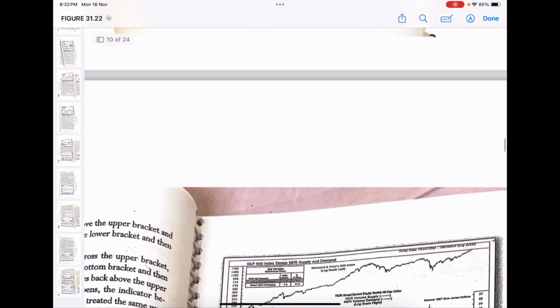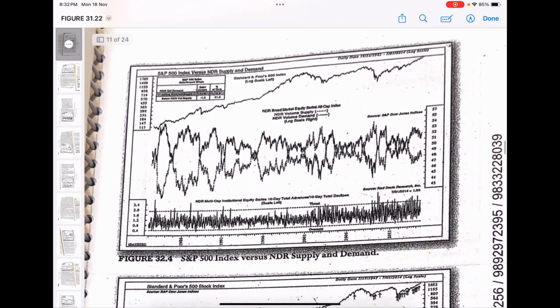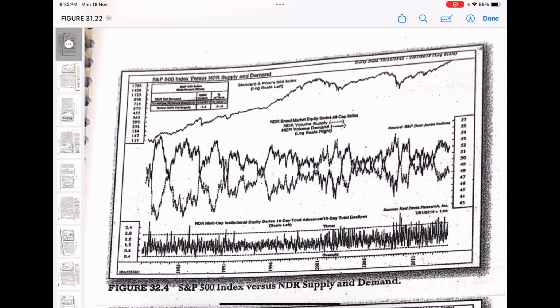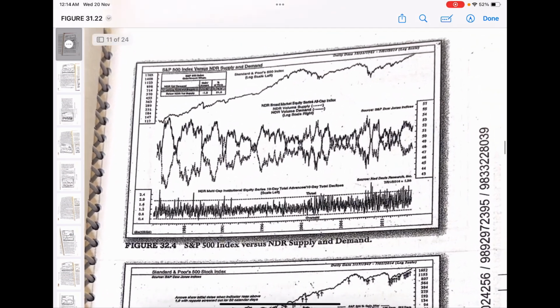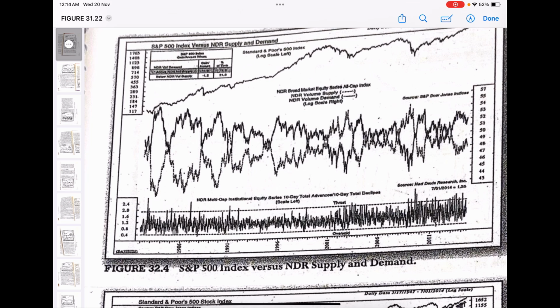The mode box in figure 32.4. Now let's see figure 32.4. So we have NDR supply and demand given, and we also have the S&P 500. The mode box in figure 32.4 shows that when demand has been above supply, as it has been 79.1% of the time, the S&P 500 has advanced. When supply is above demand, the market retreats. If you look at the figure properly, you can see how the S&P 500 correlates with supply and demand, and how it reacts when supply is more and when demand is more.